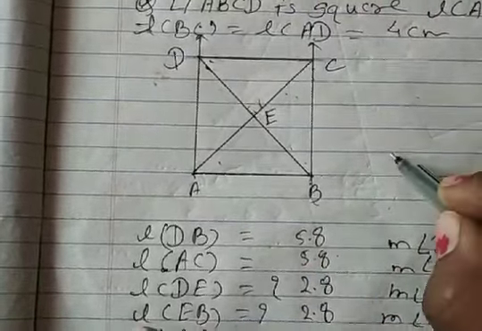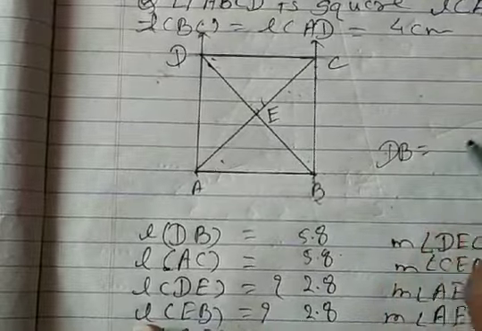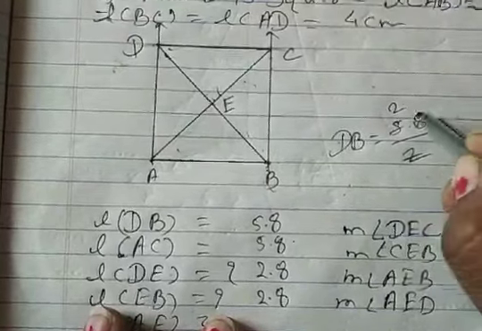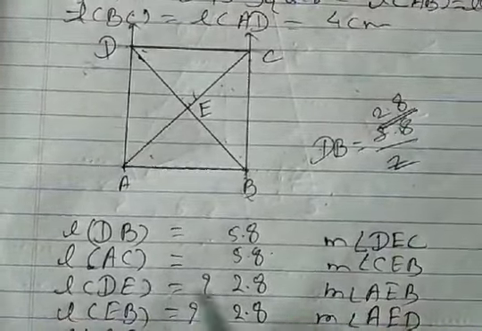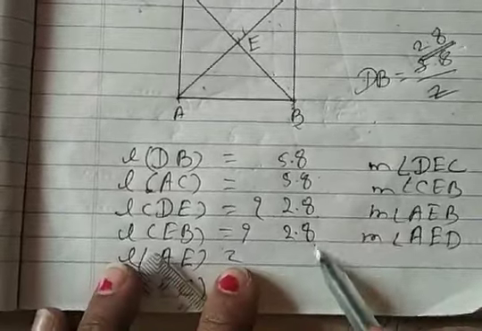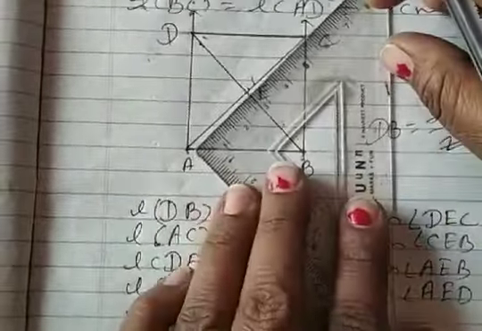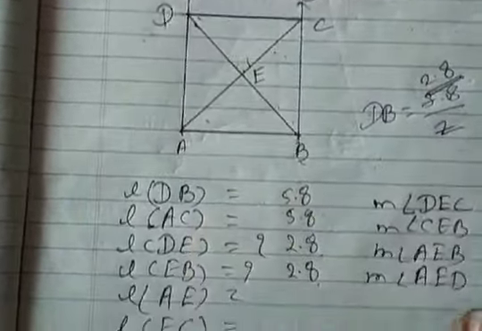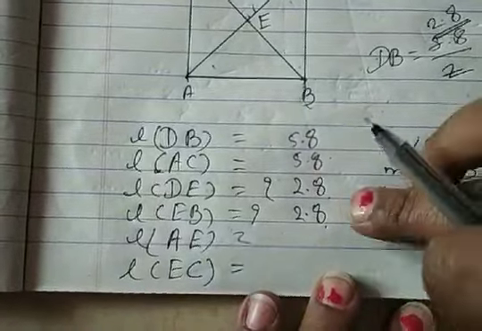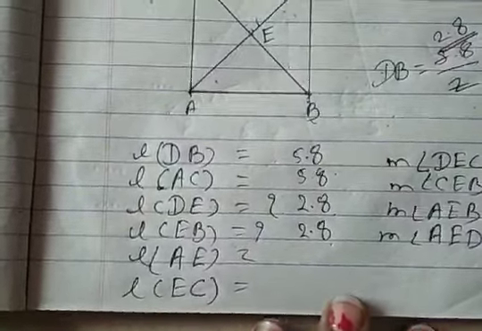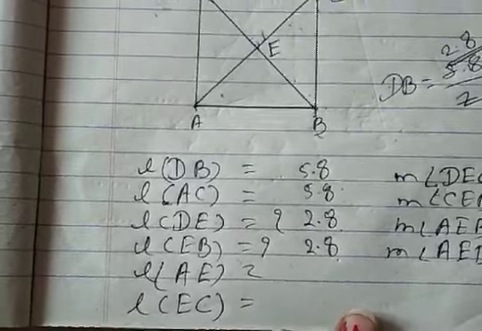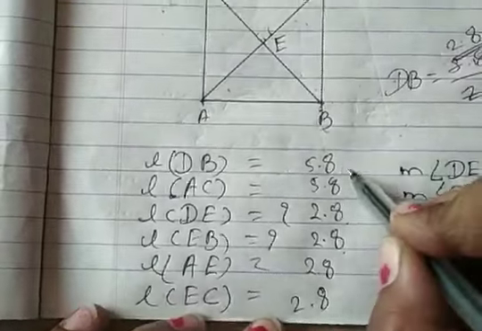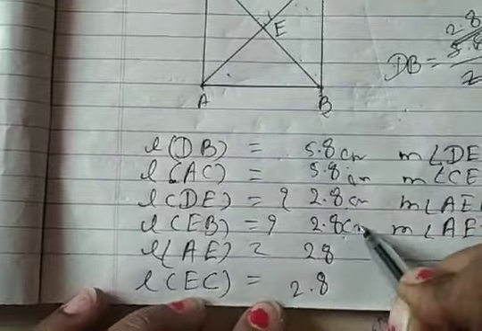So if you see here, DB is equal to 5.8 and if you divide it by 2, you will get 2 1s are 2, 2 2s are 4, 1 remains, 2 8s are 16, meaning 2.8. Our DE's measure is 2.8, EB's measure is 2.8. Similarly AE's measure is also the same, that is 2.8. EC is also 2.8. Which property did we understand? That the diagonals of the square bisect each other. Okay. Then here AE is also 2.8 and EC is also 2.8 centimeter. All these measures are in centimeters.